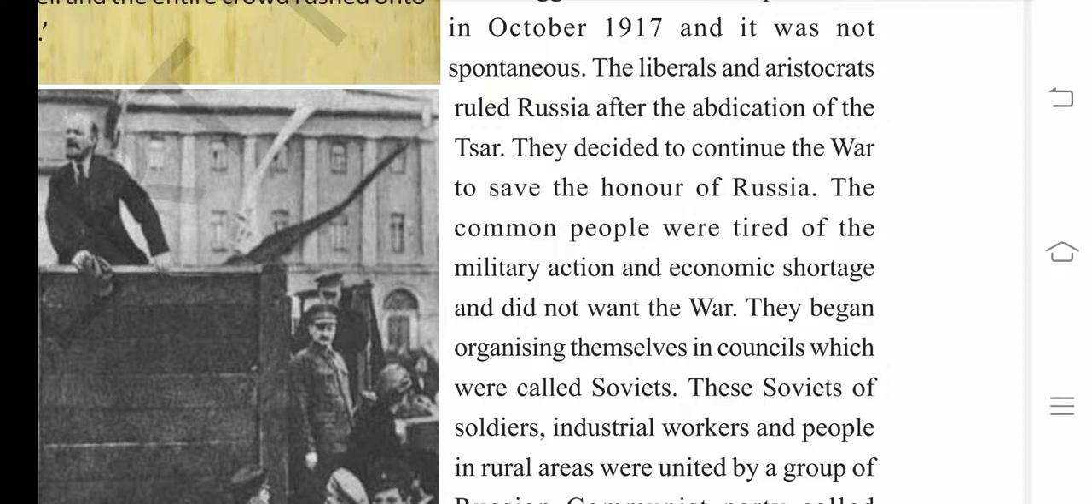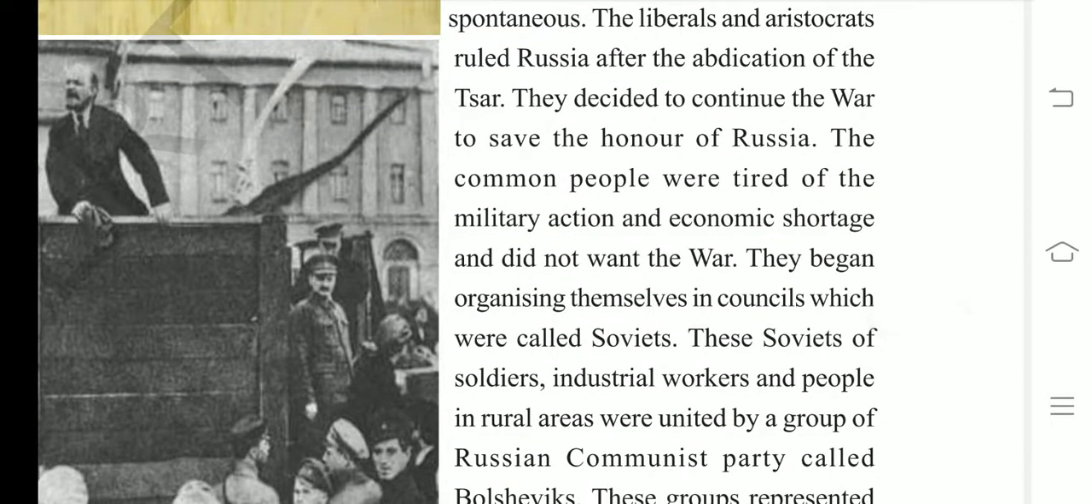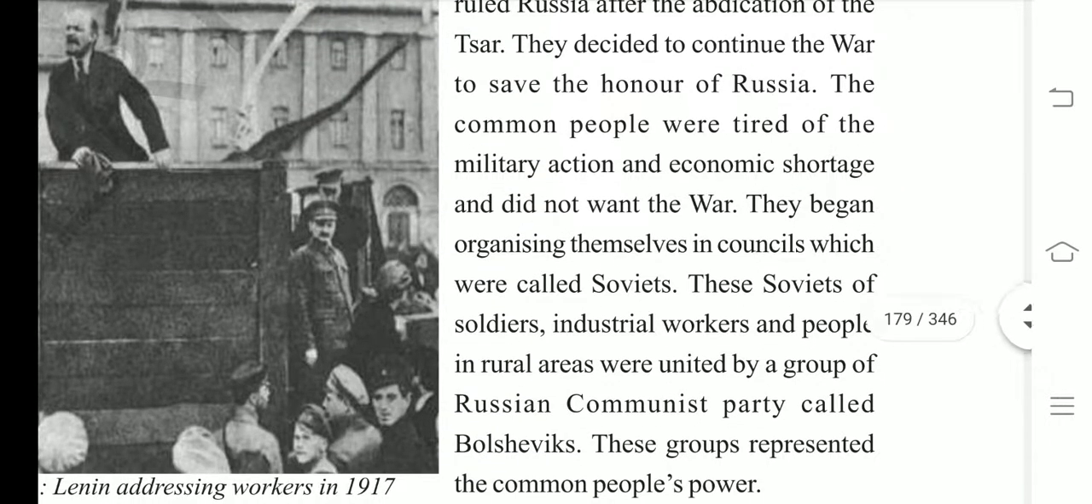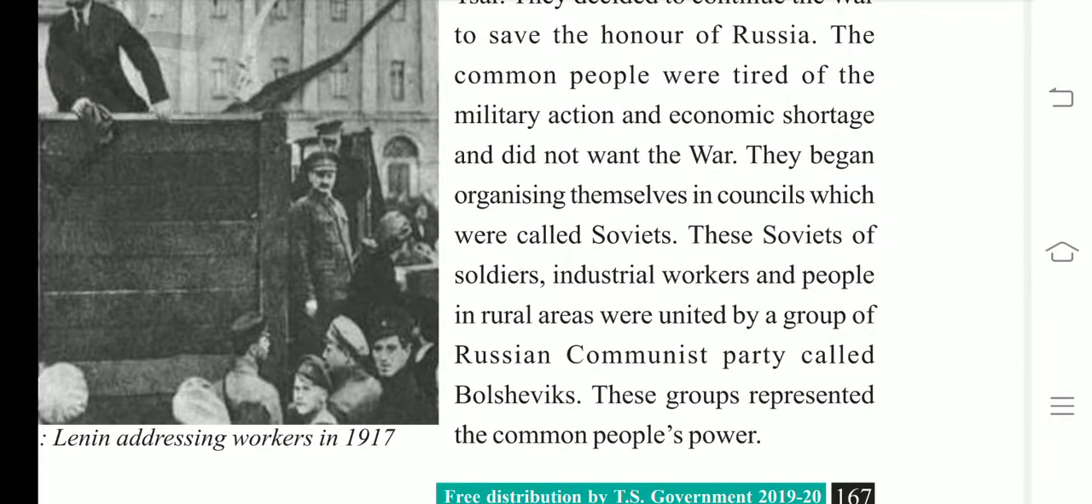in Russia. Many people who did not like Russia continuing in the war formed certain groups or councils. We call them Soviets. Different sections of the people formed their Soviets: Soviets of soldiers, Soviets of industrial workers, Soviets of the rural people, Soviets of the workers. Like this, several Soviets were formed by different sections of the people.